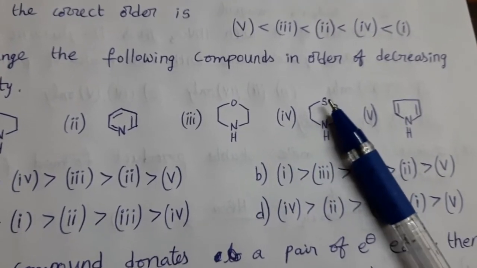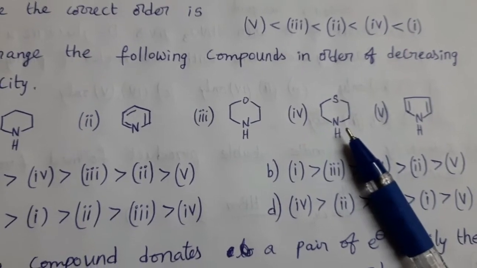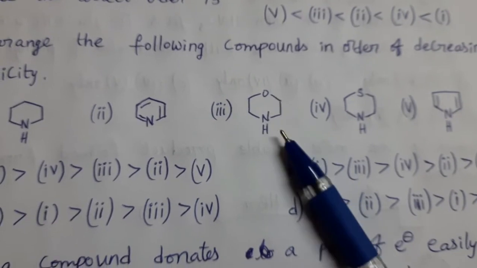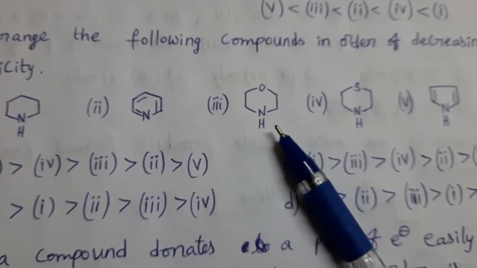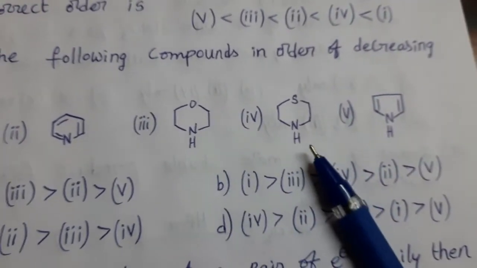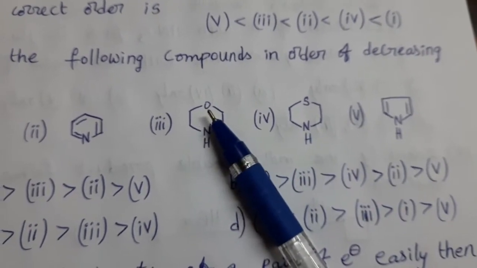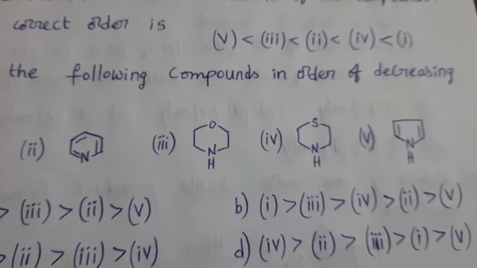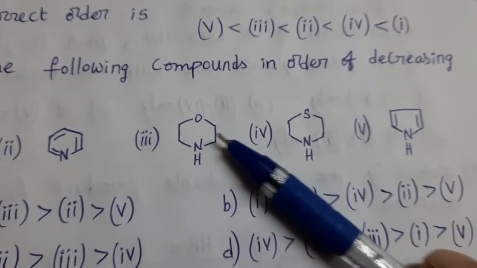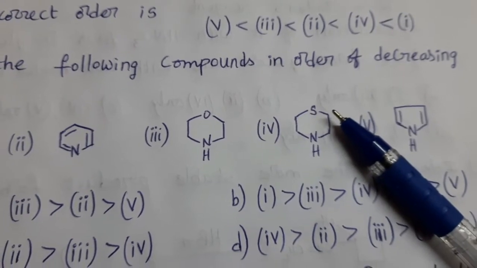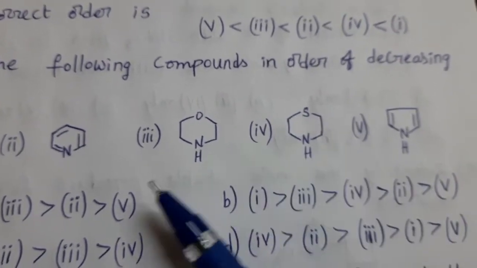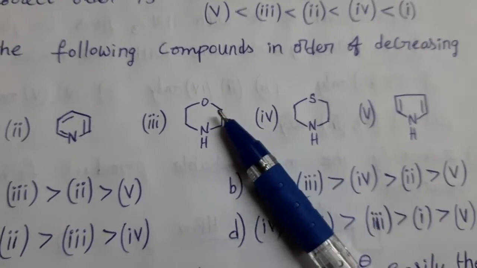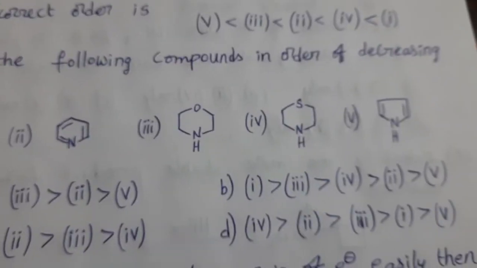See here, sulfur has lone pairs of electrons, nitrogen also has a lone pair of electrons. In this, oxygen has lone pairs of electrons, nitrogen also has a lone pair of electrons. NH is common. What is the difference between these two? Oxygen and sulfur both belong to the 16th group. So oxygen has 2 lone pairs of electrons, sulfur has 2 lone pairs of electrons. Between these two, this compound's basic character is more because compared to oxygen, sulfur's size is more.